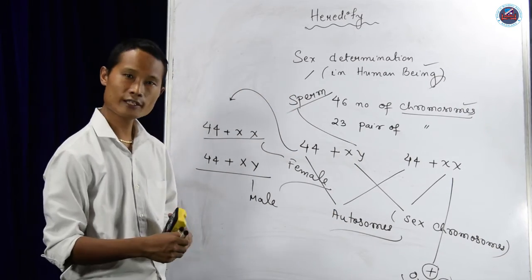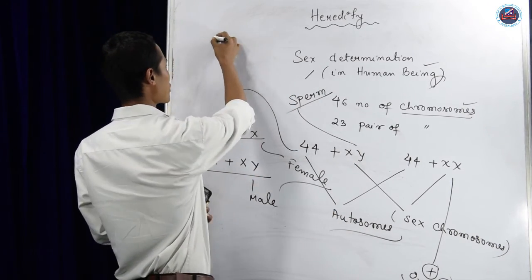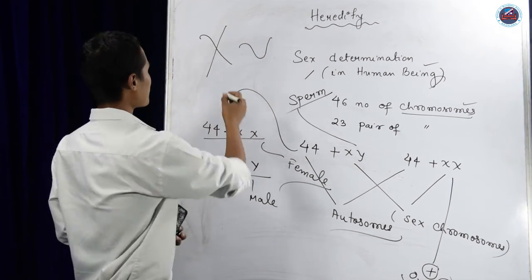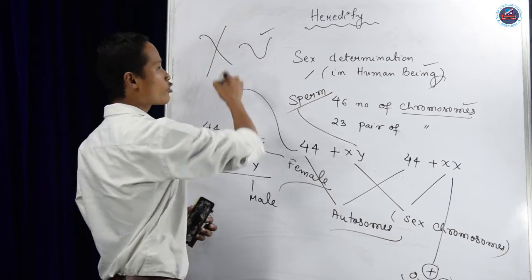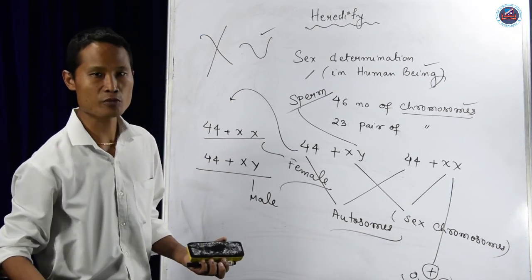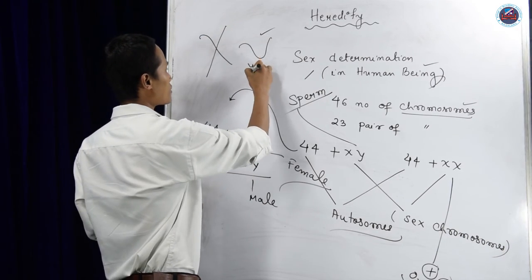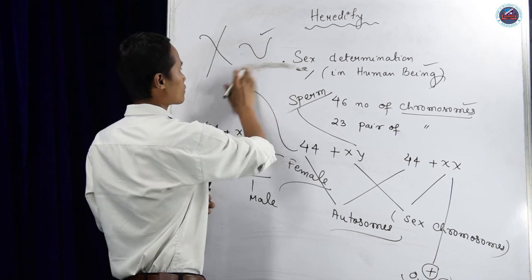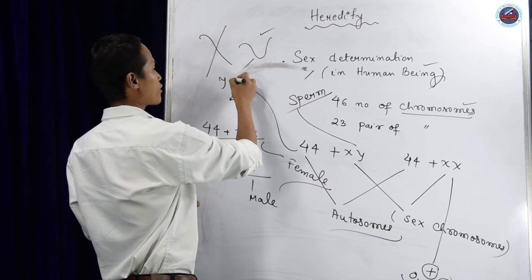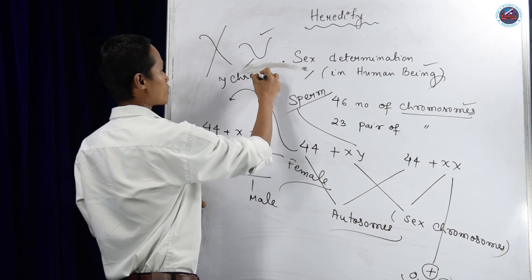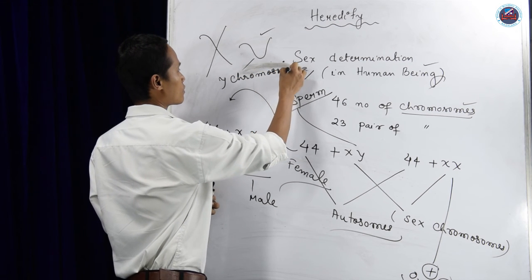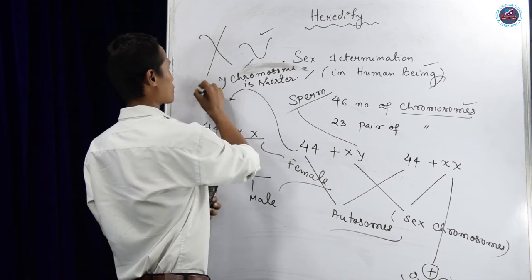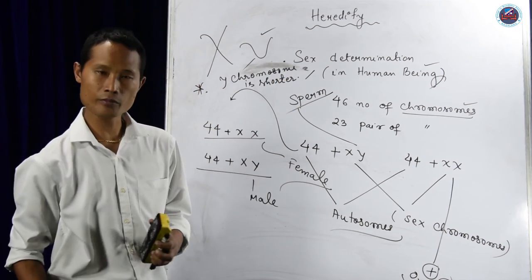And one thing you have to know is that the X chromosome, if this is X, Y is something like that, okay? So the X chromosome is bigger than the Y chromosome, okay? So the Y chromosome is shorter. Just say this is the Y chromosome. The Y chromosome is shorter than the female chromosome.